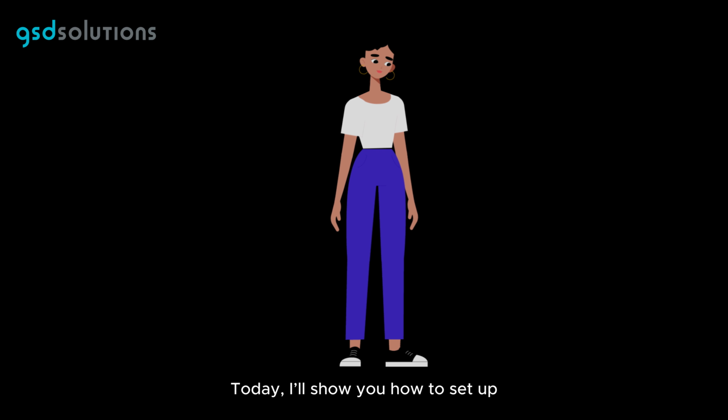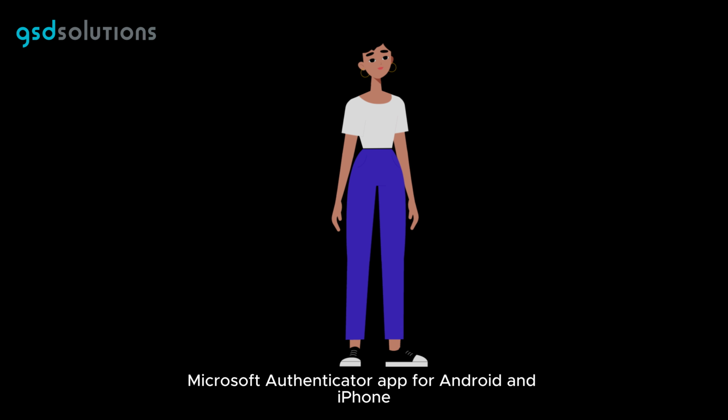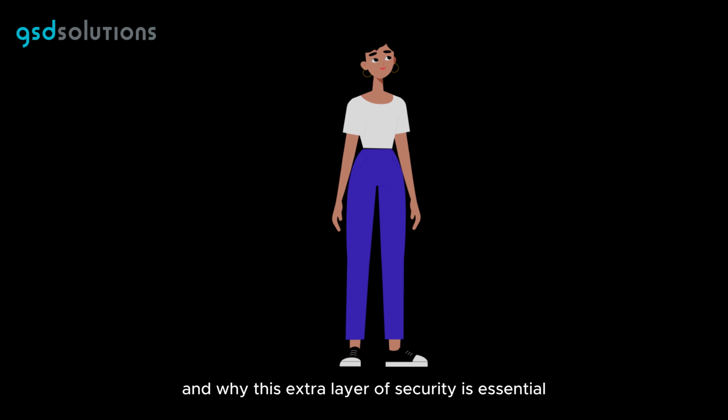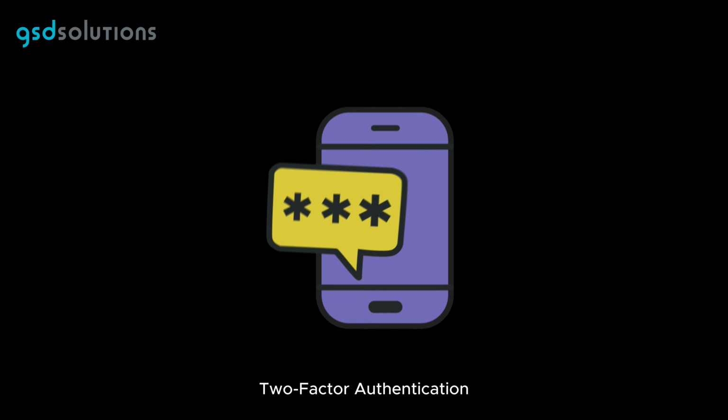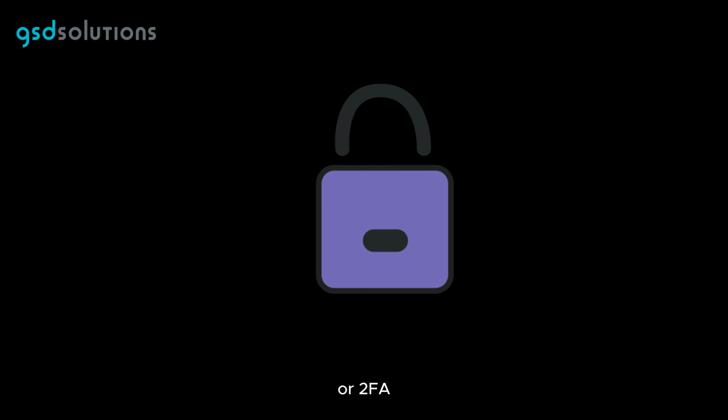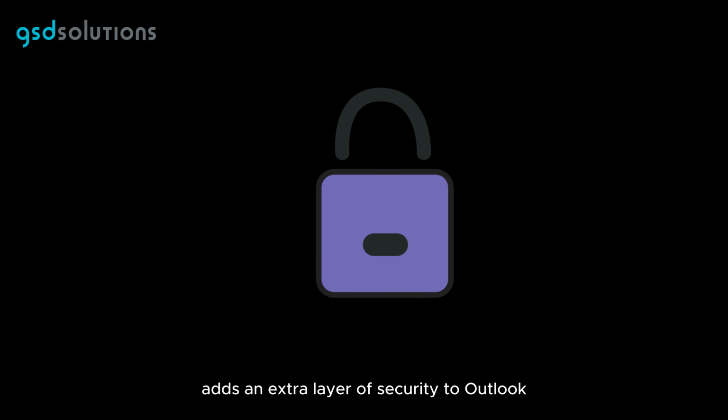Today, I'll show you how to set up two-factor authentication for Outlook, how to download the correct Microsoft Authenticator app for Android and iPhone, and why this extra layer of security is essential. Let's get started. Two-factor authentication, or 2FA, adds an extra layer of security to Outlook.